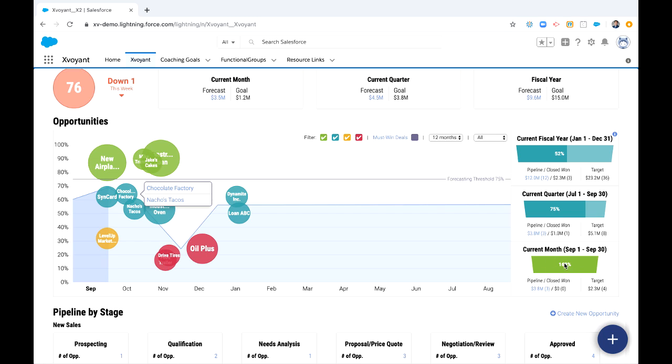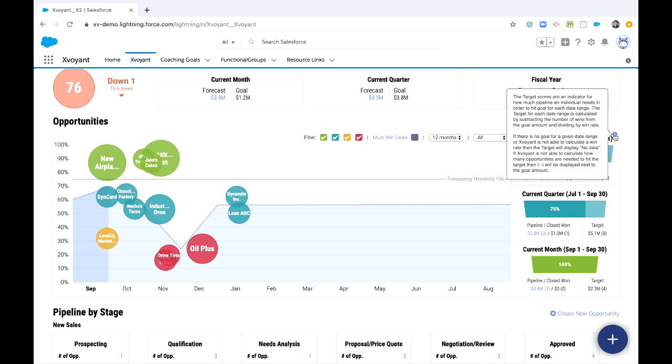That's why my current month funnel is at 169%, telling me that I do have enough to accomplish my goal this month. But when I look at the quarter and the year, I currently do not have enough in my pipeline to accomplish my goal. And this is going to tell me in my target how much more I need in my pipeline in order to accomplish my goal. Again, if you want to find out more about this specific metric, go ahead and hover over the little info button on the top right side.